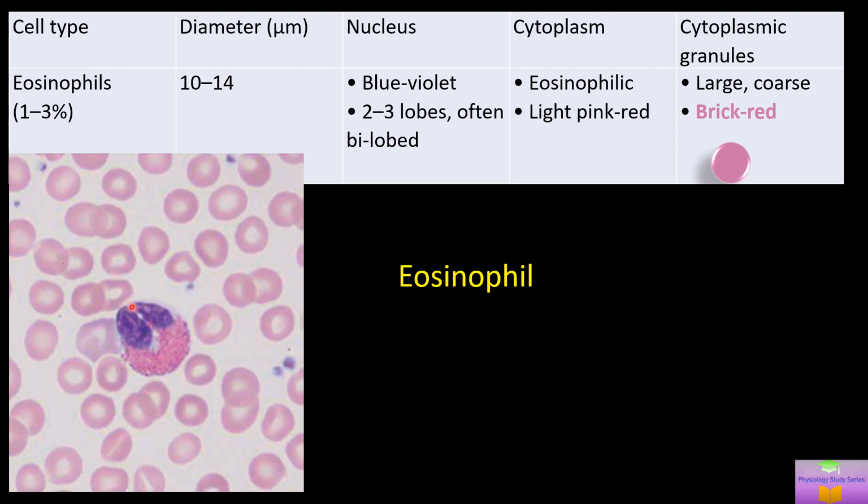An eosinophil is also roughly 1.5 to 2 times the size of a surrounding RBC. The proportion of eosinophils in a differential leukocyte count is 1 to 3%. The diameter of an eosinophil is between 10 to 14 micrometers, similar to the diameter of a neutrophil, which is 10 to 14 micrometers. And the cytoplasm of the eosinophil is light pink red in color, or we can call it eosinophilic cytoplasm.